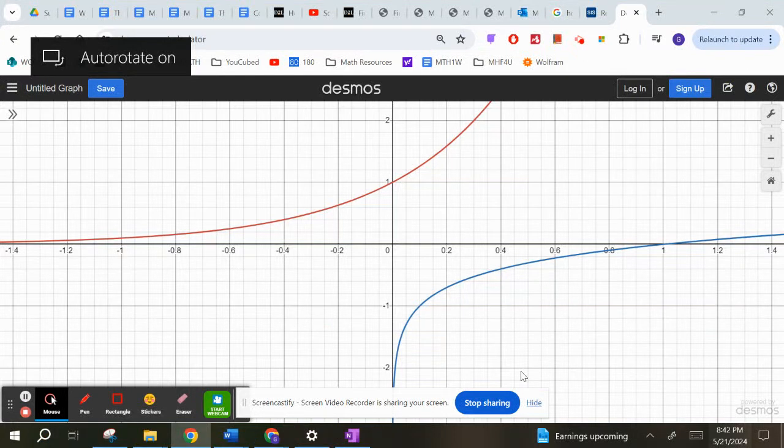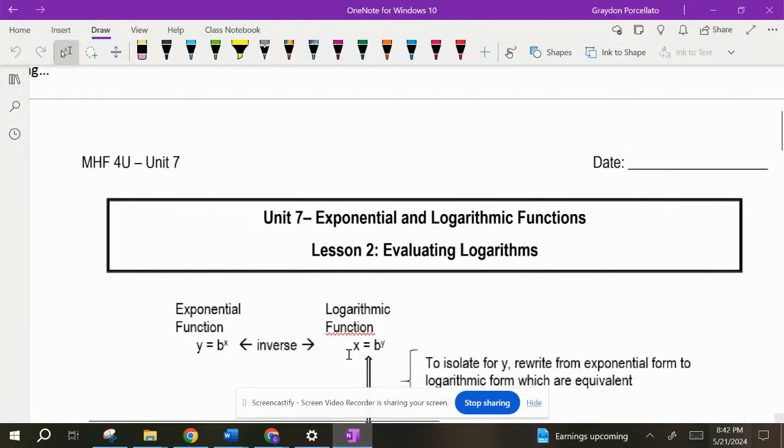All right. Welcome to lesson two of our unit seven, where we're going to continue exploring exponential and logarithmic functions. And in this lesson, we're going to be focusing on evaluating logarithms.